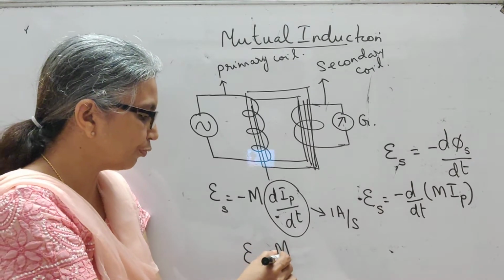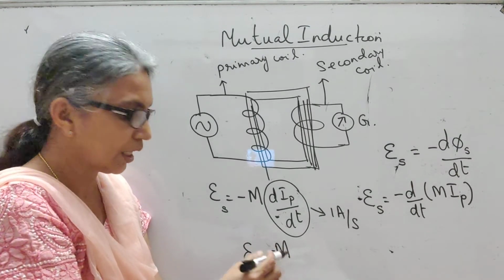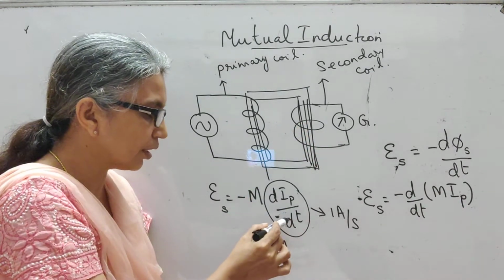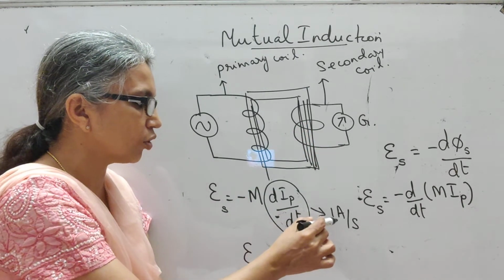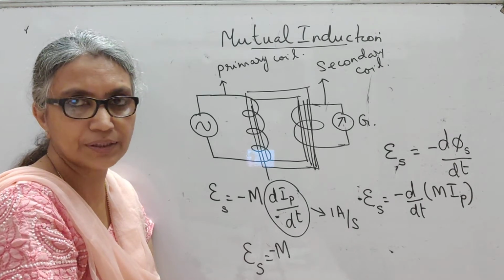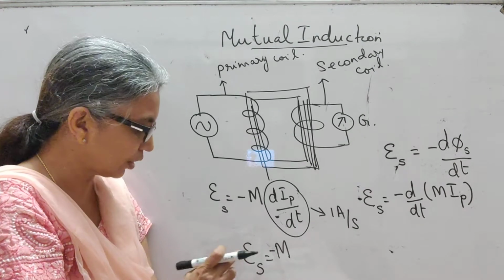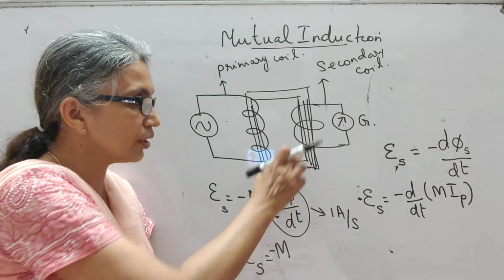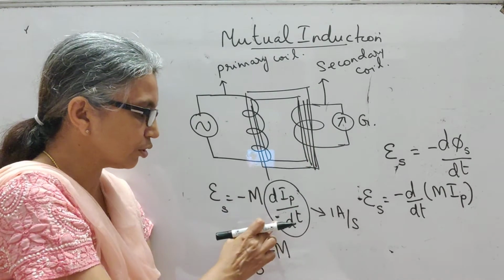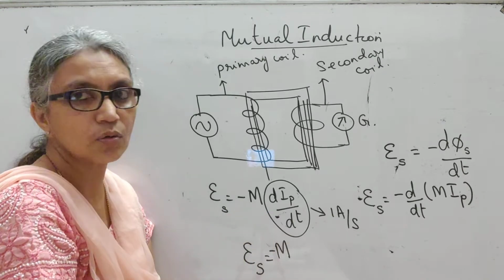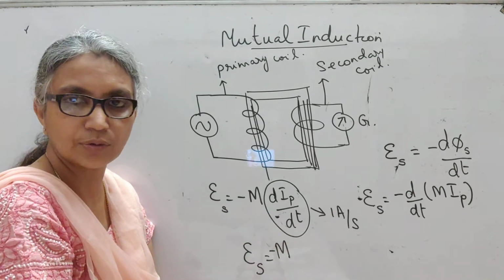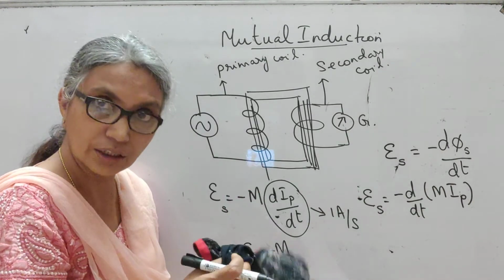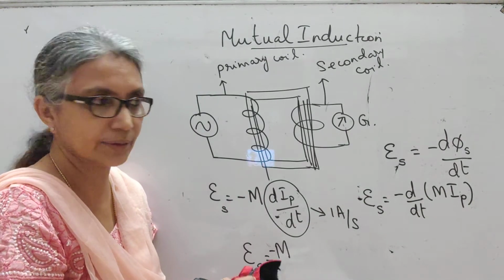So you may define mutual inductance M as the EMF induced in the secondary coil when the rate of change of current in the primary coil is 1 ampere per second. So this is another way of defining mutual inductance. The SI unit is Henry. So you need to know how to define mutual induction and mutual inductance.